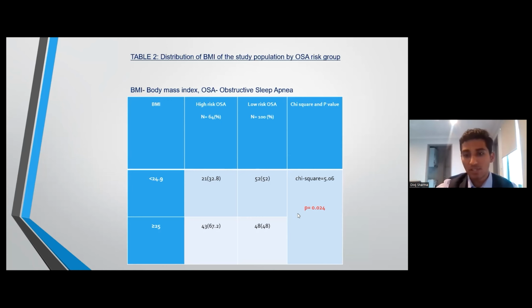The p-values highlighted in red mean that it was statistically associated in predisposing patients to high risk OSA levels. This was the BMI, 11, 21 patients, 43 patients, for which the mean average was taken. The ones in brackets are the percentage of the total study population.